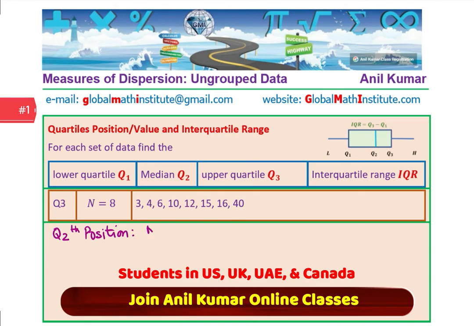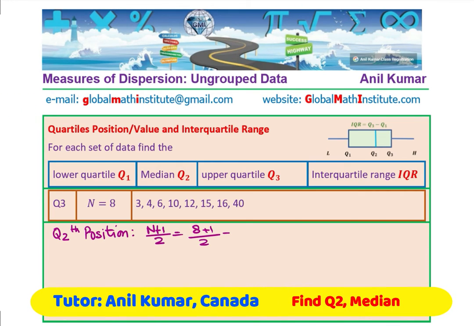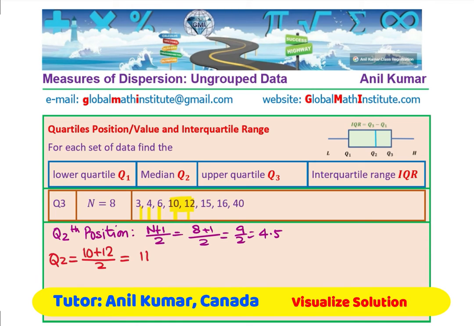Use the formula, which is n plus 1 divided by 2. Number of elements being 8. 8 plus 1 divided by 2 is 9 over 2, which is 4.5. That means the element between 4 and 5. 1, 2, 3, 4 and 5. So between 10 and 12, correct? So we get our answer that Q2 is basically equal to average of 10 and 12. Add them, divide by 2, that gives you 11, right?